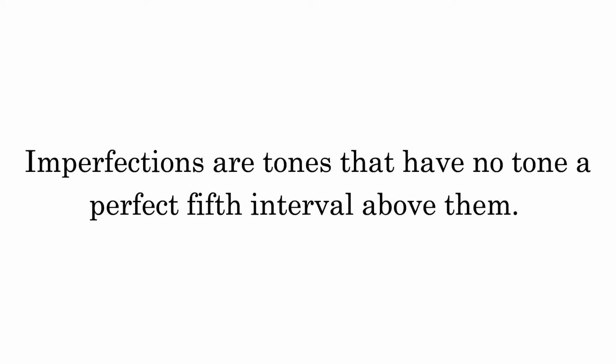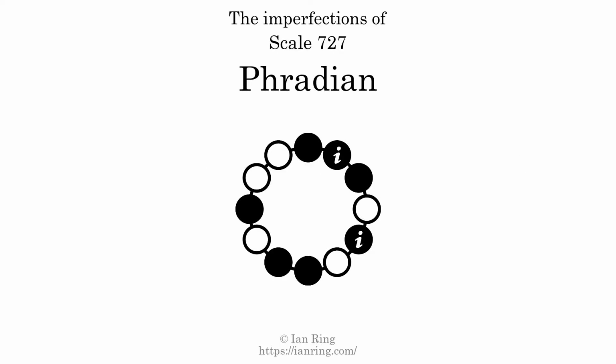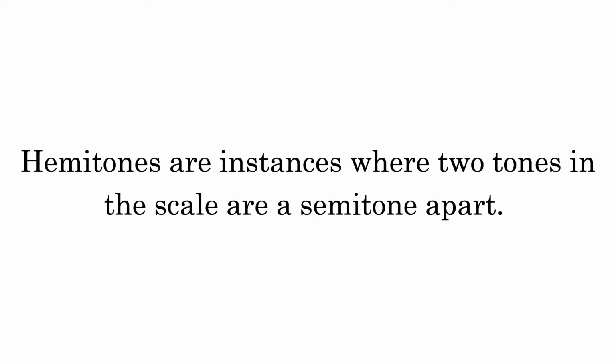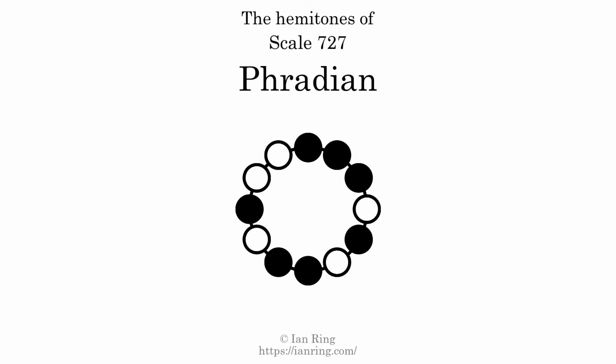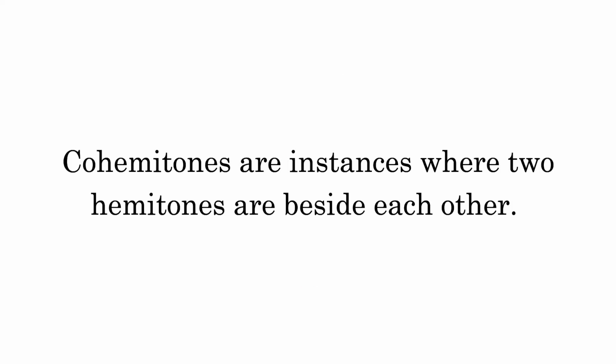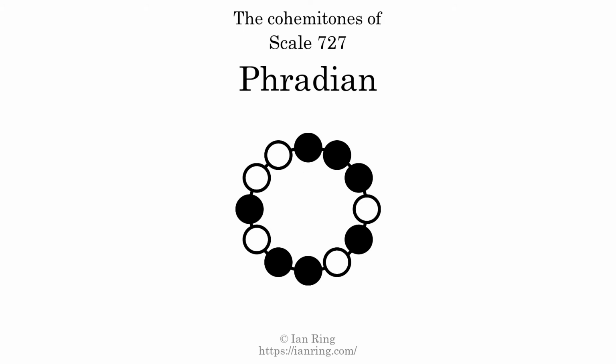Imperfections are tones that have no tone or perfect fifth interval above them. This scale has 2 imperfections. They are at positions here and here. Hemitones are instances where 2 tones in the scale are a semitone apart. This scale has 3 hemitones. They are at positions here, here, and here. Cohemitones are instances where 2 hemitones are beside each other. This scale has 1 cohemitone here.